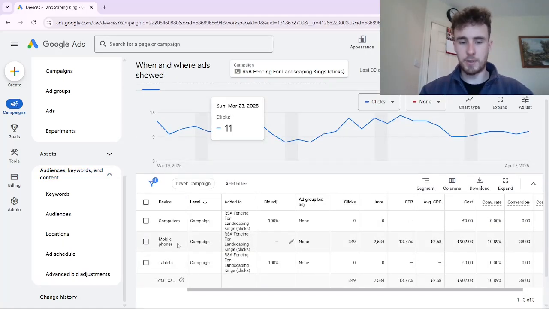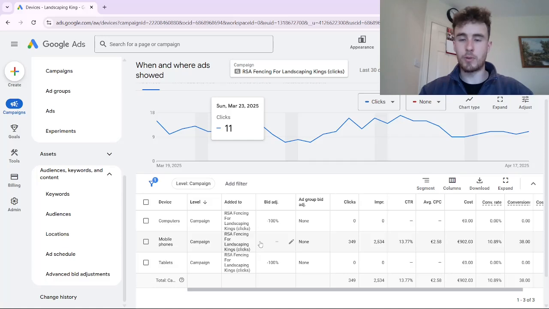So you can see here for this campaign that we're currently only running the ads on mobile phones, because we've found from the very beginning that mobile phones tended to perform a lot better than computers and tablets. So we decided to only run the ads on mobile phones, because that's really where the vast majority of our leads were coming from.